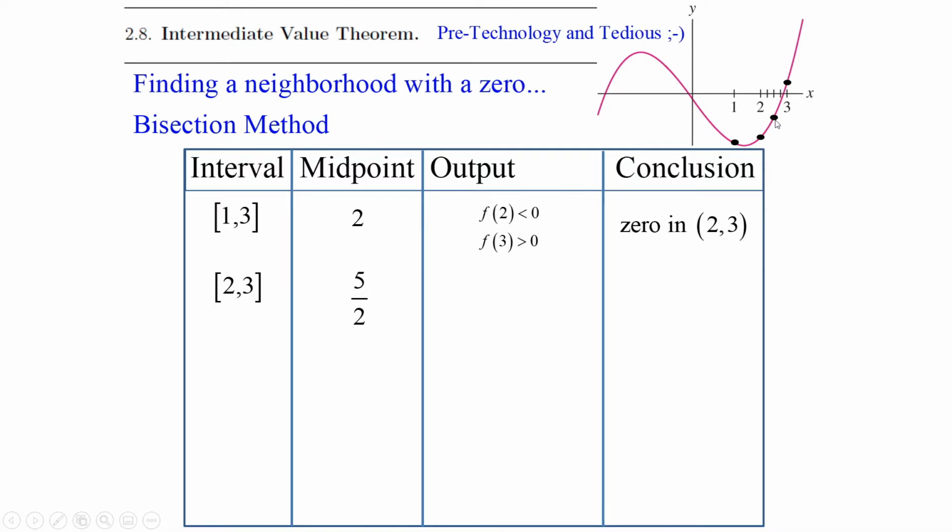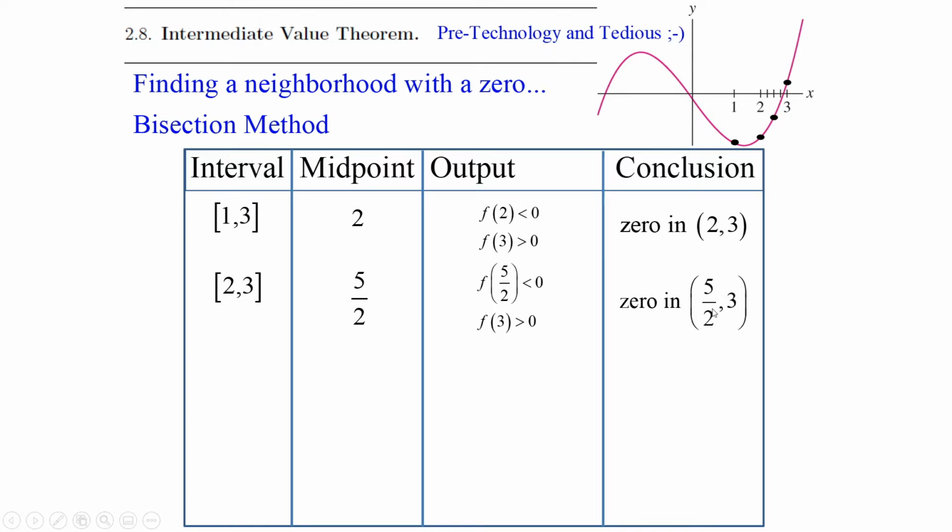And obviously, F of 5 over 2 is negative, so now I'm going to do my outputs again. And I'm going to use 5 over 2 and 3 as my inputs. So F of 5 over 2 is what? It is less than 0. F of 3 is what? It is greater than 0. So now I know the 0 has to be in between those two x values. See, my interval is getting smaller and smaller. We just cut it in half again. So the 0 is in the open interval from 5 over 2 to 3.